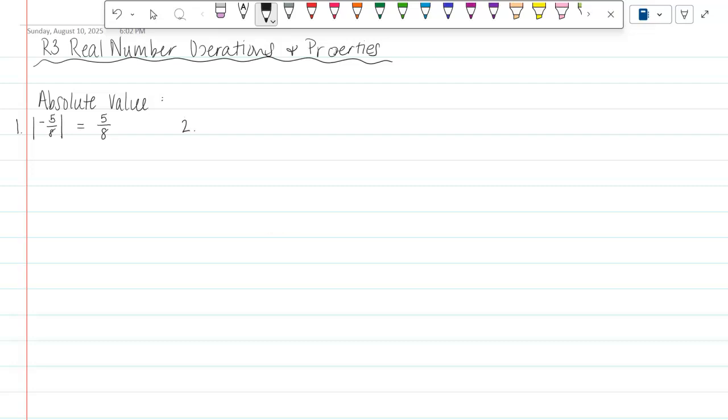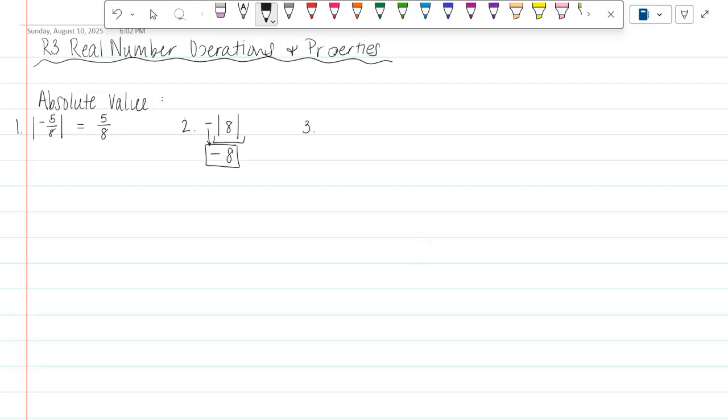For problem number 2, our next example, we're going to have a negative sign on the outside of the absolute value of 8. And so what's going to happen is that term on the inside, which is 8, comes out. It's still positive. It's always going to be positive, but we're just going to drop down that negative sign. So our final answer happens to be negative 8 without the brackets.